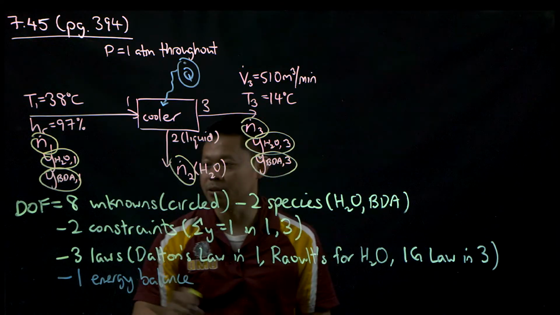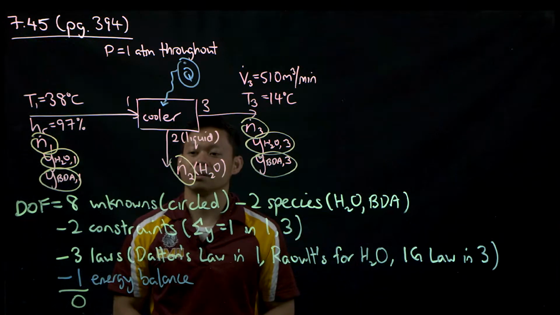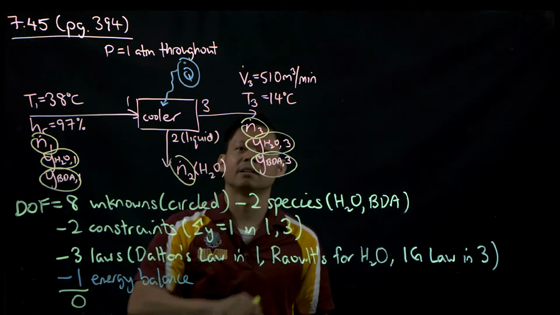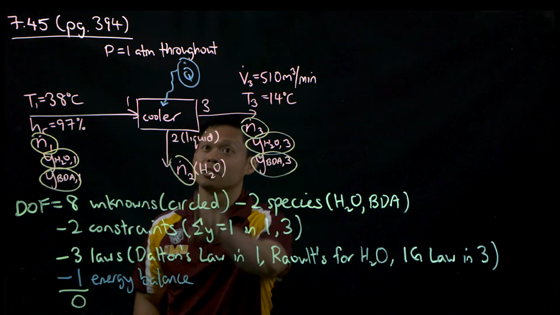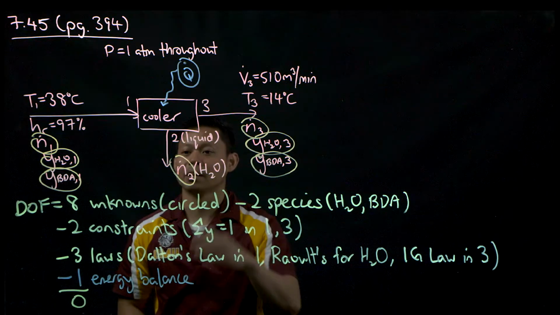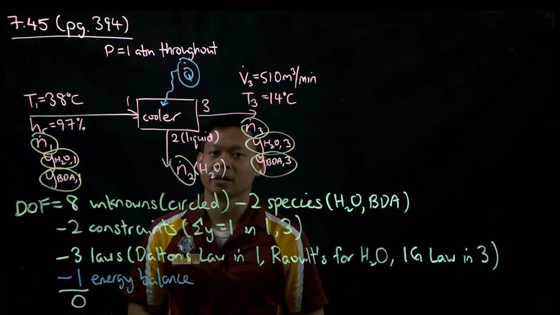And that is how we are going to end up with a degree of freedom of 0. We're going to use our 2 species balances, 2 constraints, 3 laws, and the last energy balance to solve for our Q. That will enable us to solve for all of our 8 unknowns. So let's go ahead and do that right now.